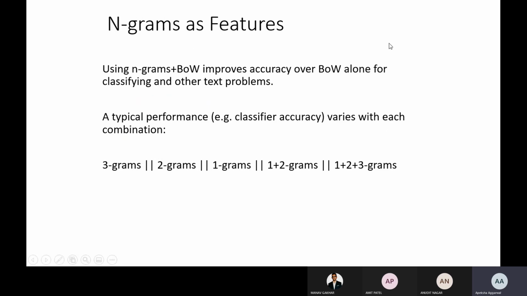So now you have a choice. You can use n-gram plus bag of words model to improve the accuracy. You can use either trigrams or bigrams or unigrams. You can use a combination of unigram and bigram. You can use a combination of unigram, bigram and trigram in your data set. Now, can anyone think of one disadvantage of doing all this?